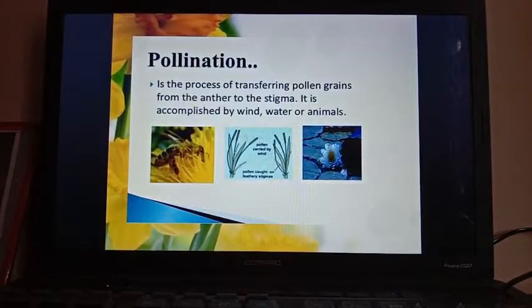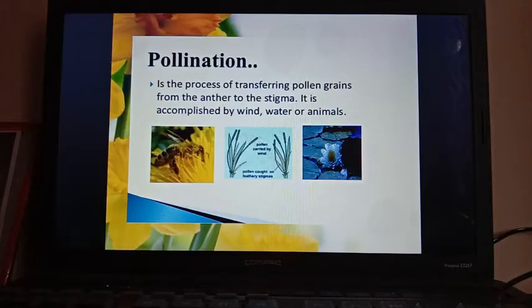Next we are going to discuss the topic of pollination. The term pollination has come from pollen grains. Actually, pollen grains are the male part, meaning they contain the male gametes of the flower. They are transferred to the female part, combine or unite with the female gamete, and form the seeds and fruits.